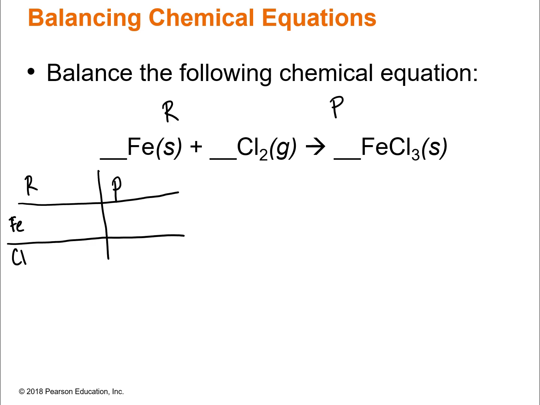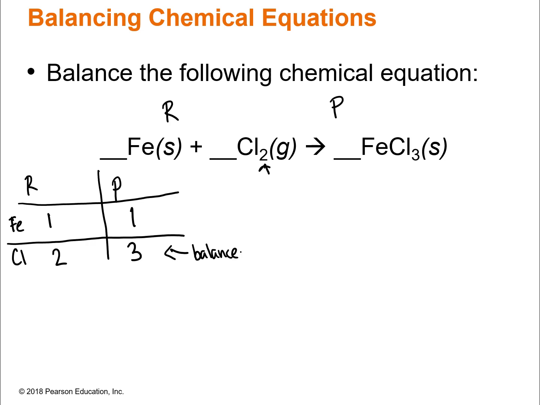So for the reactants, I've got 1 iron atom and 2 chlorine atoms, because we're looking at that subscript, which tells us that I've got 2. For the product side, I've still got 1 atom for the iron, but now I've got 3 atoms of chlorine. So I'm going to start here by trying to balance this chlorine.